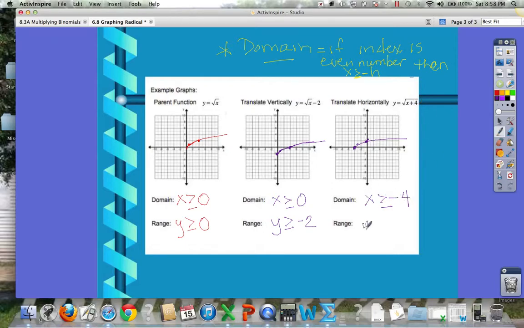My range did not change from the parent graph, so that's greater than or equal to 0. Okay? And let's see, did I have any more on there? No.